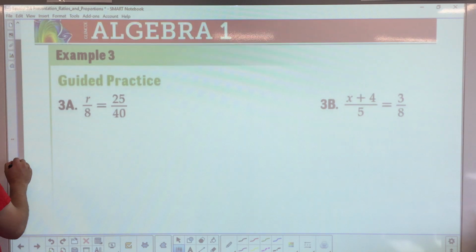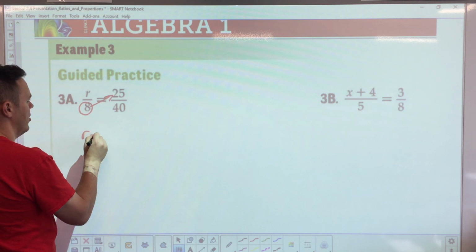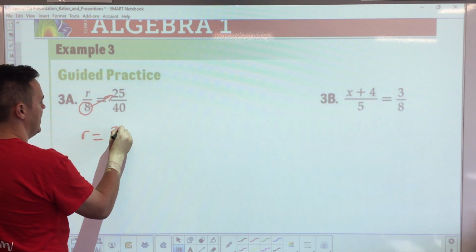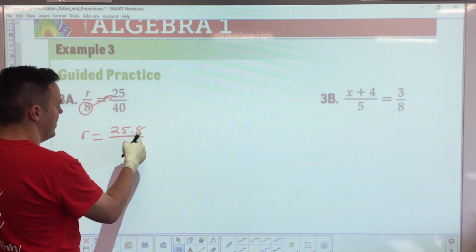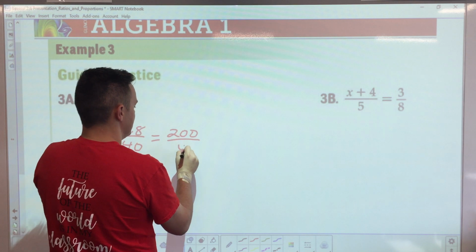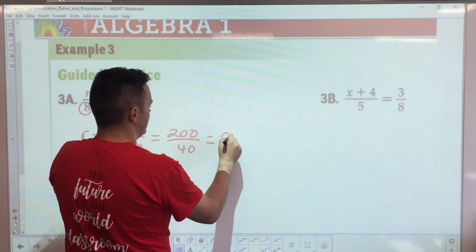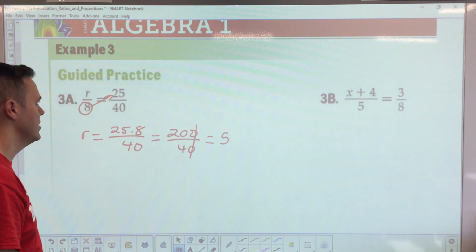Okay, with this equation, ladies and gentlemen, do what I asked. Take this, bring it over to there. R equals 25 times 8 over 40. 25 times 8 is 200, okay? I was trying to do that math in my head as I wrote it, which equals 5. Okay, cross the zeros out. 20 divided by 4 is 5.